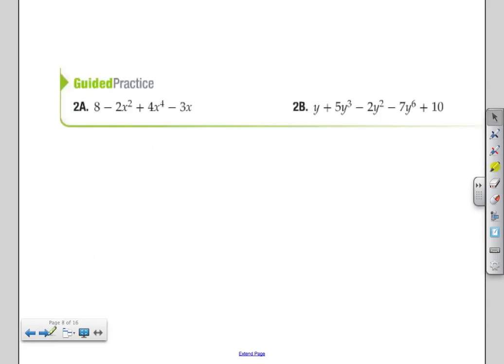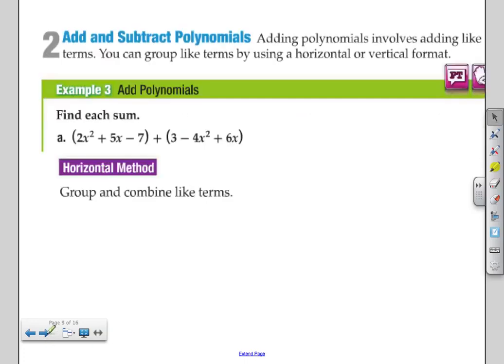Here's your guided practice. I'll read these out for you guys in the classroom right now. 2a says 8 minus 2x squared plus 4x to the 4th minus 3x. 2b is y plus 5y cubed minus 2y squared minus 7y to the 6th plus 10. Okay, do those and pause the video and start it back up when you're ready.